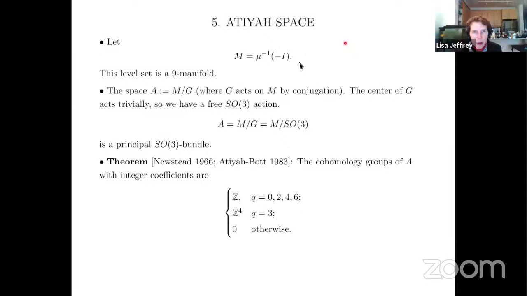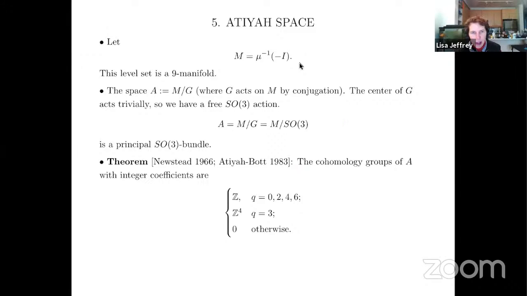All right, that's better. So this M is a 9-manifold. A is a 6-manifold because the action of SU2 via SO3 is a free action on A, so, on M. So your quotient is a smooth manifold.